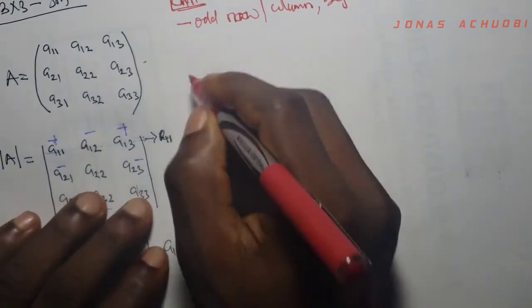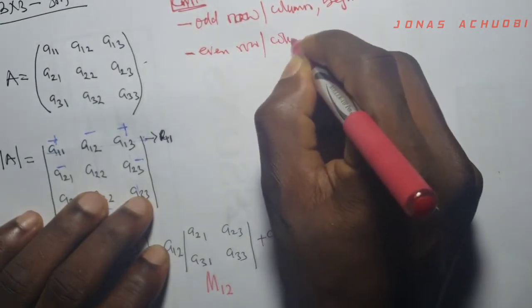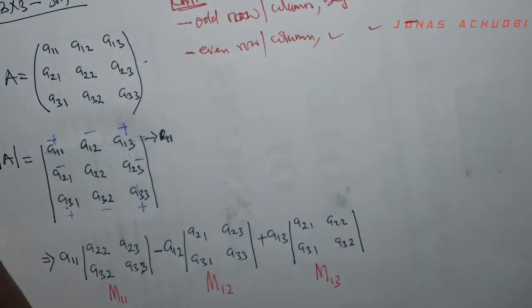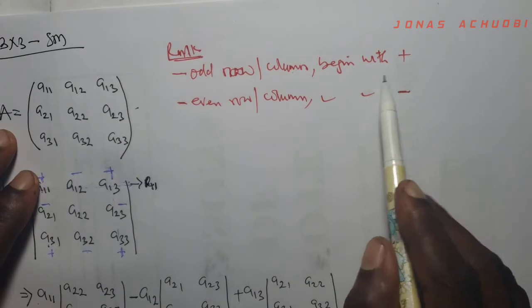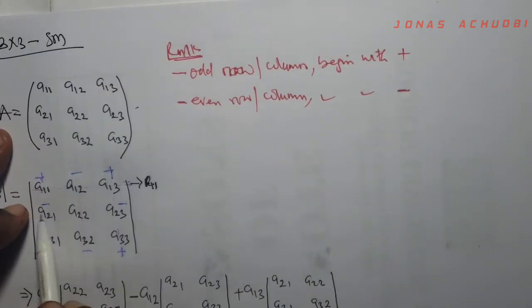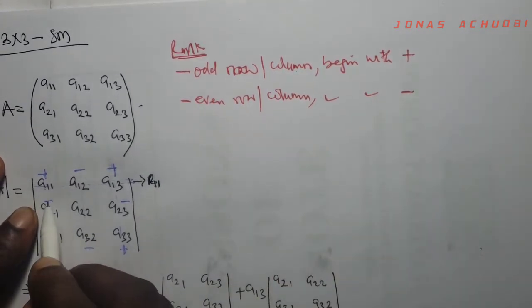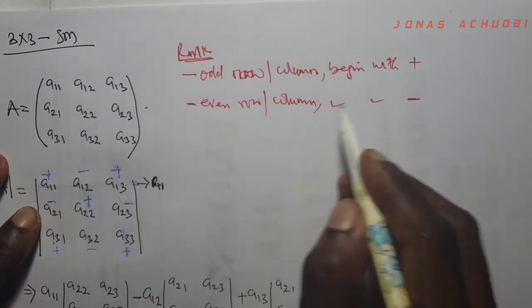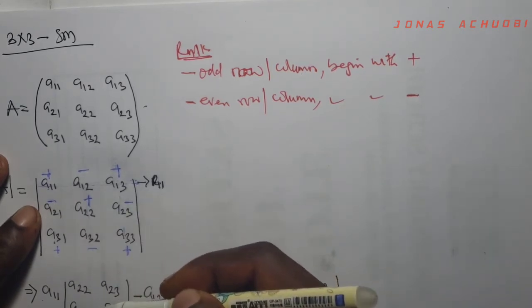And if you're expanding through an even row or column, what do you begin with? You begin with minus. Row 2 is an even row, so you begin with minus, so that will be minus, plus, minus. What other row is even here? Just row 2, because it's a 3 by 3 matrix. If it was 4 by 4, row 4 would also be even.